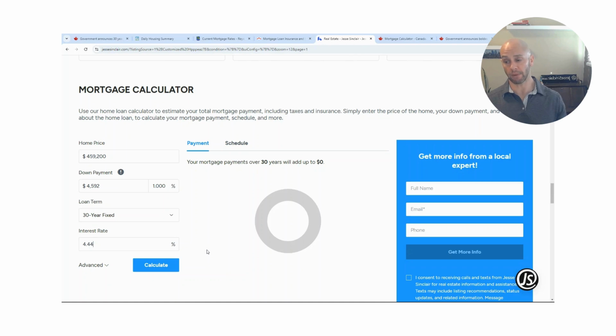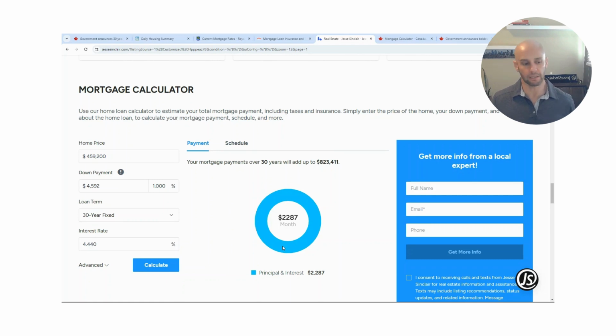What do you think in your mind? What do you think the total interest is going to be over and above your purchase price here? Anyways, here it is calculating, and over 30 years of payments, it's going to add up to $823,411.